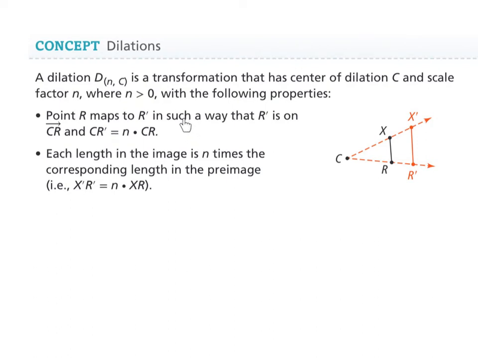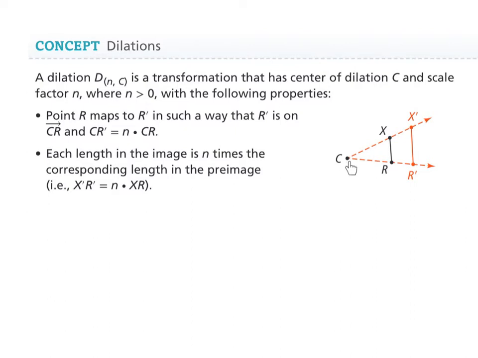Now let me try and break that down into some language that's a little bit easier to understand. Let's just concentrate on point R right here. We're going to dilate point R. What essentially we're going to do is connect our center of dilation to that point, and we're going to make this ray right here. And think of that as like a rail that point R can slide back and forth on. So point R can slide on that rail. The dilation of point R is going to slide to a point that is n times CR distance away from C.